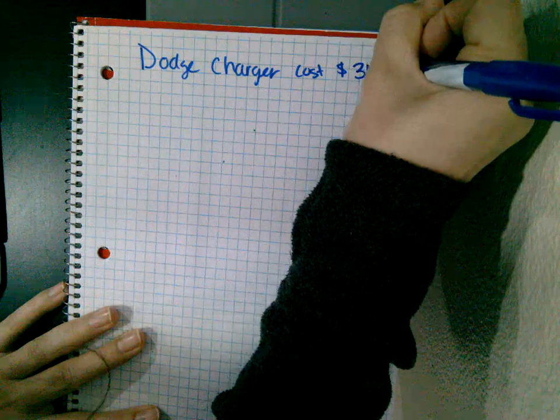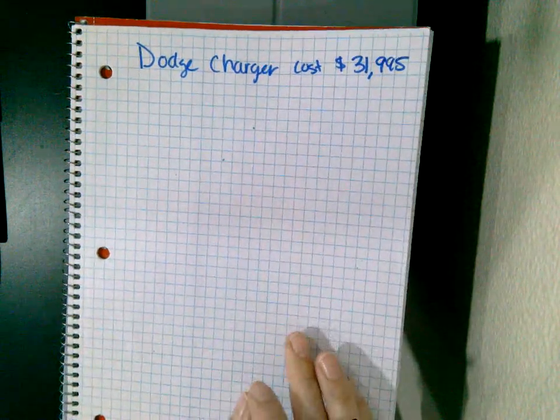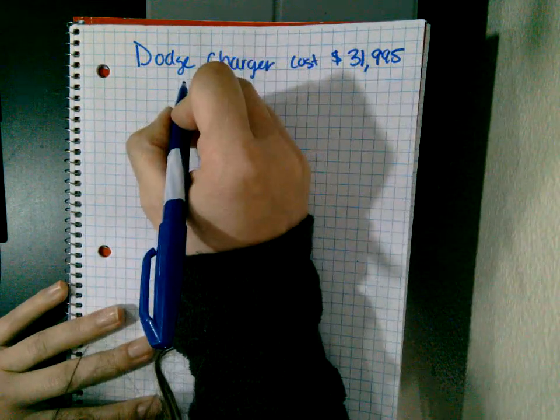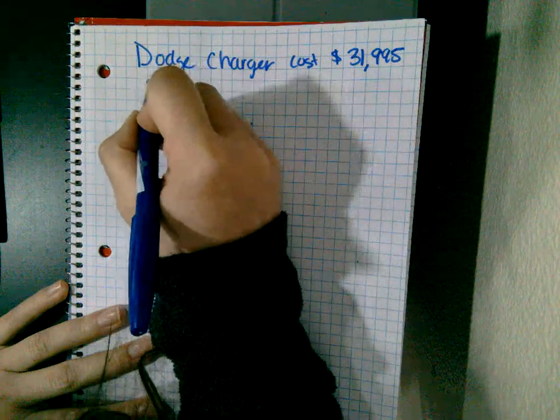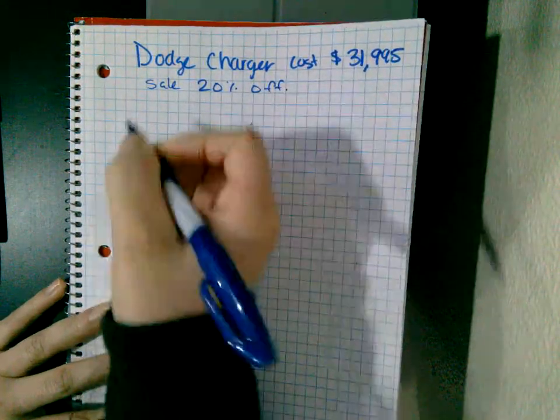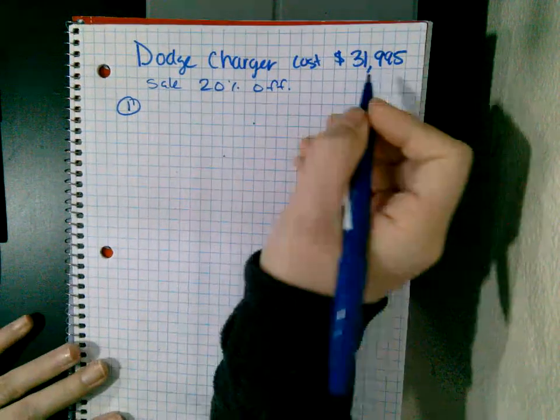All right, it was $31,995. Cool. We're going to go with that because we're going to use a calculator, so we're good. If we didn't use a calculator, we would be rounding. But since we're using a calculator, we'll go with that. It's on sale for 20% off. All right.